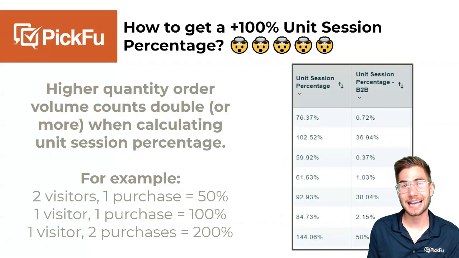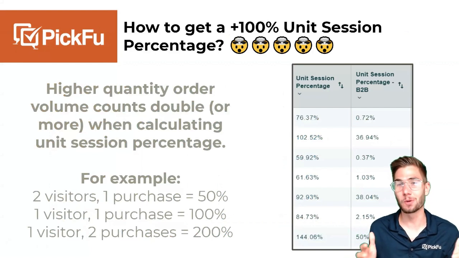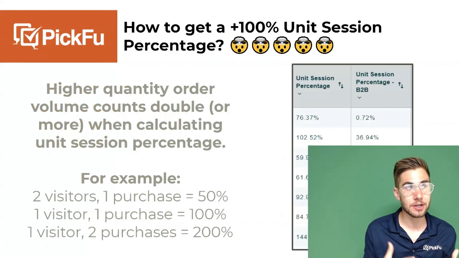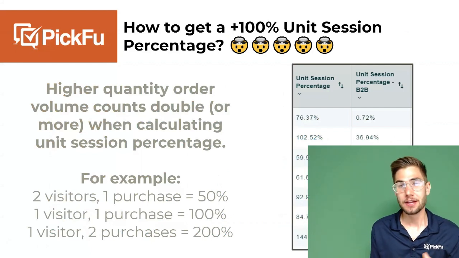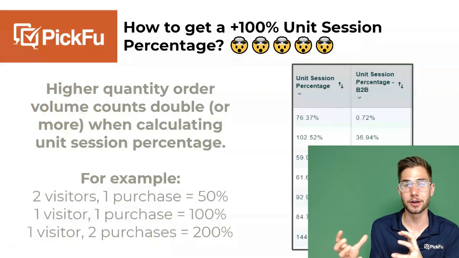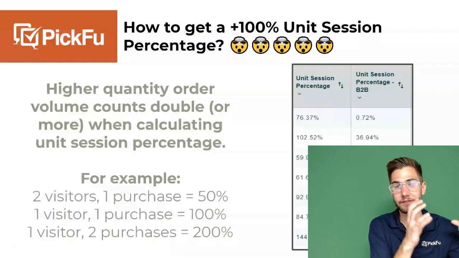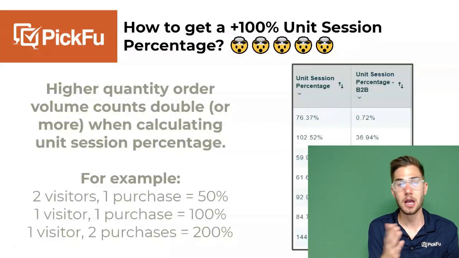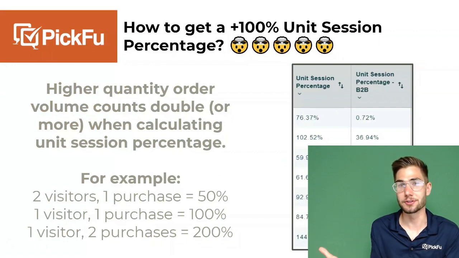If you want some tips on how to get a higher than 100% unit session percentage, this is a slam dunk, and it works really well for certain products. What you have to understand is that Amazon doesn't give you a conversion rate metric. They call it unit session percentage. And it actually means how many people come onto the listing versus how many people buy the product. So, for example, if you have 2 visitors and they make 1 purchase, that's a 50% unit session percentage. 1 visitor, 1 purchase, 100%, and 1 visitor, 2 purchases, 200%.